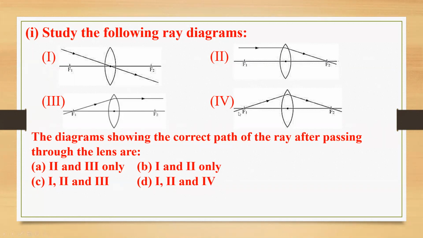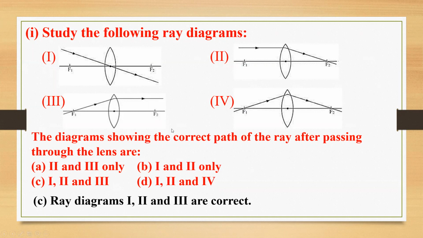Fourth one: if the light ray is passing through the focus, it has to go parallel to the principal axis, isn't it? The refracted ray should be parallel to the principal axis, but it is going through the focus too. It is a wrong one. So what will be the answer? 1, 2, 3, these 3 are correct. So C will be the correct answer. Have you understood that? C is the correct answer.